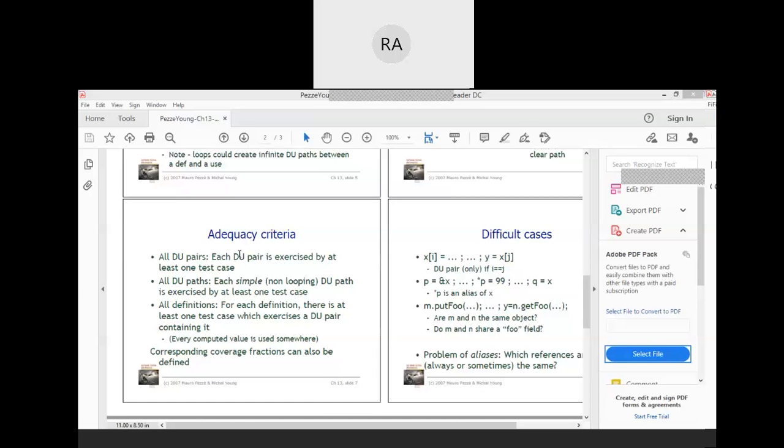After that, I have something called all DU paths. What do you mean by all DU paths? It is similar to all DU pairs, and basically it deals with non-looping paths. There are no iterations as such. Whenever you have a DU path, you know by this time what is meant by a definition use path. Each simple DU path should be exercised or traversed by at least one test case.